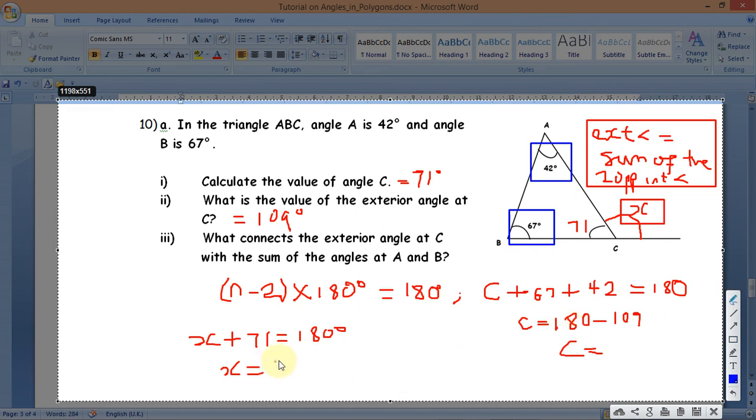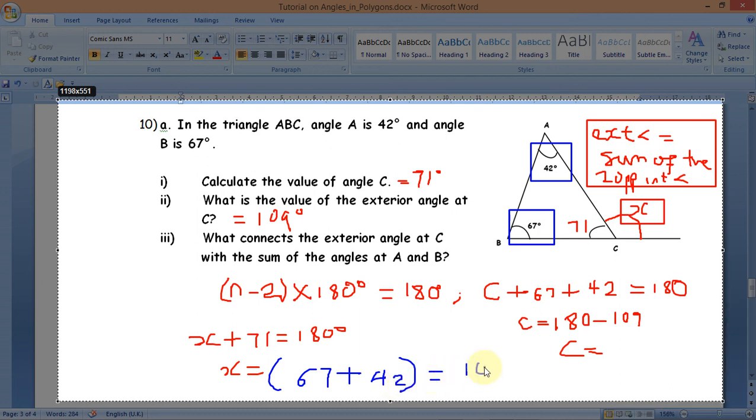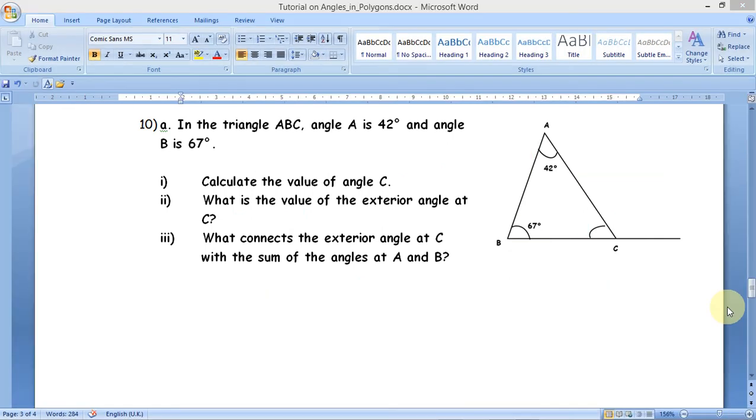So we can also find x in another form, by working accordingly. 67 plus 42, and that should sum up to what? 109. Guys, you can confirm with your calculator. That should give me 109. Let me confirm that. 67 plus 42. Correct. So that is what connects exterior angle and interior angles. The exterior angle equals the sum of the two opposite interior angles.